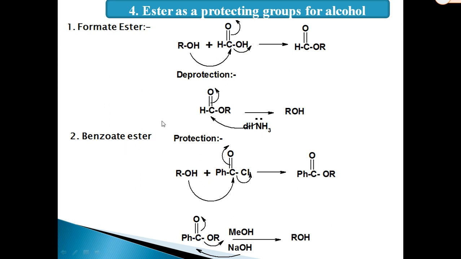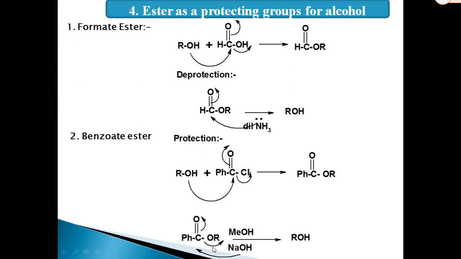Second example is the benzoate ester. In the benzoate ester formation, hydroxy group is treated with benzoyl chloride to form the benzoate ester. See here again, the lone pair attacks the carbonyl carbon of benzoyl chloride, the pi bond opens on the oxygen atom, and the chloride ion is removed here. The bond forms between this carbon atom and the oxygen atom on removal of H positive ion, and it forms benzoate ester.